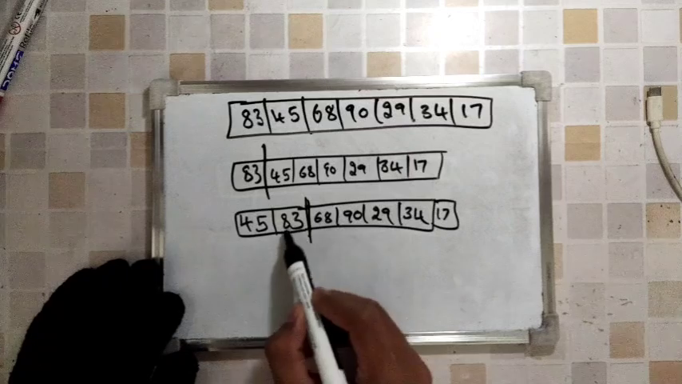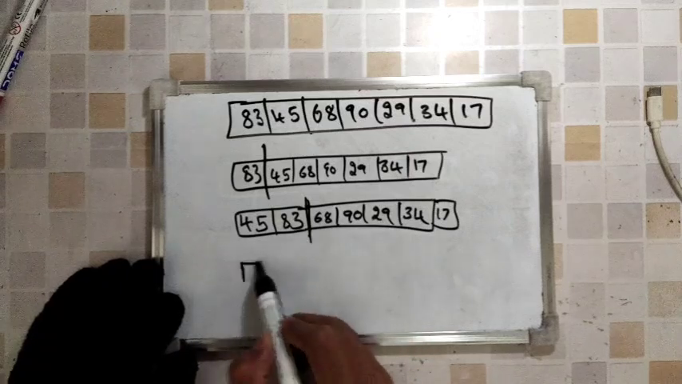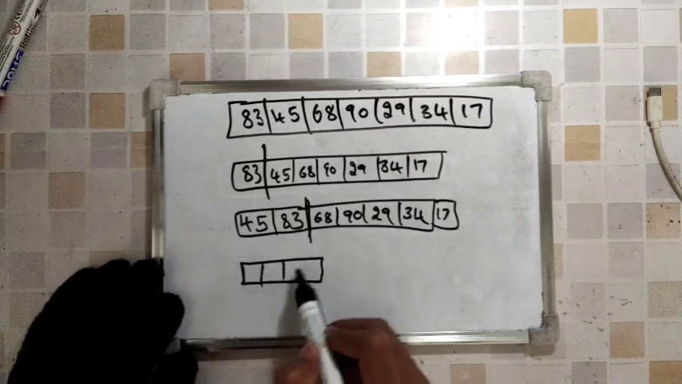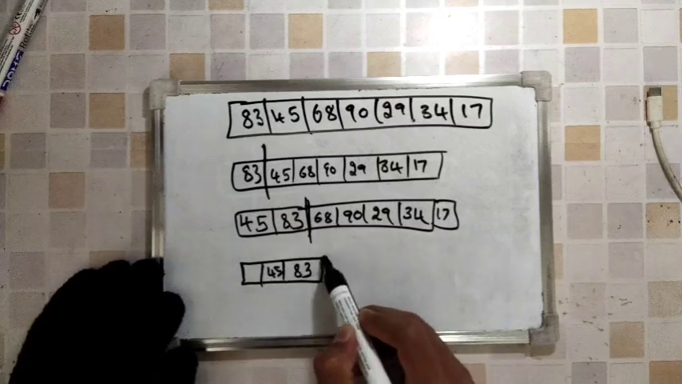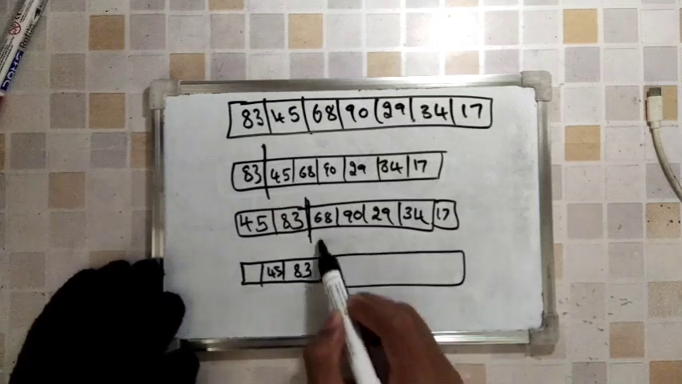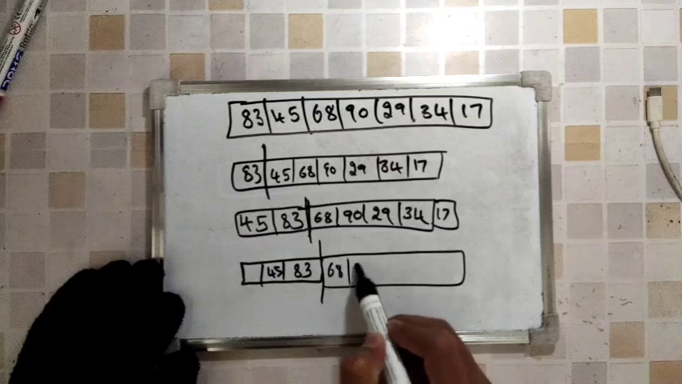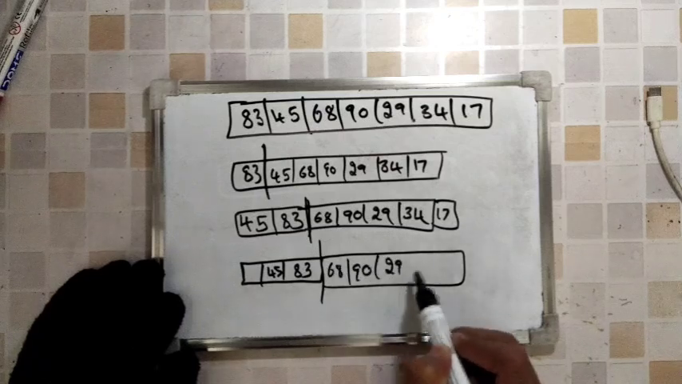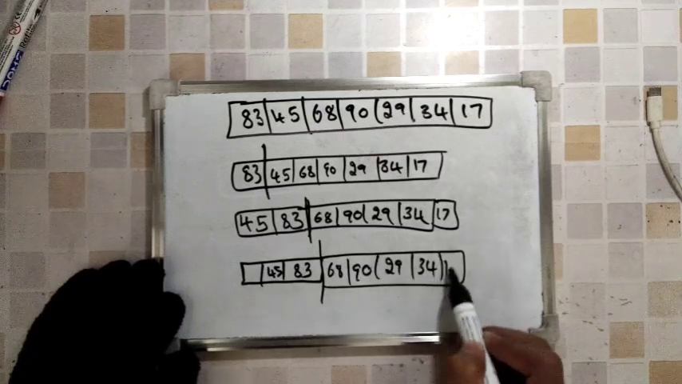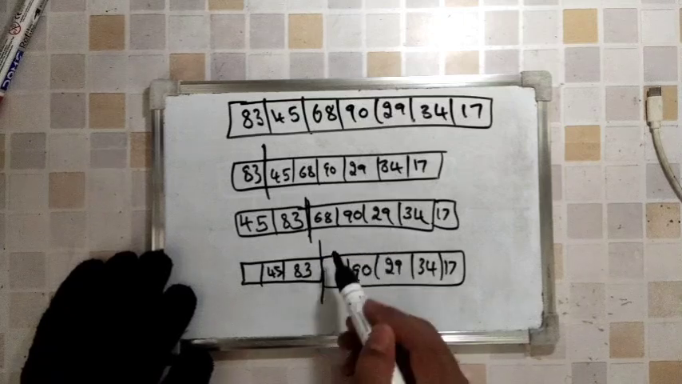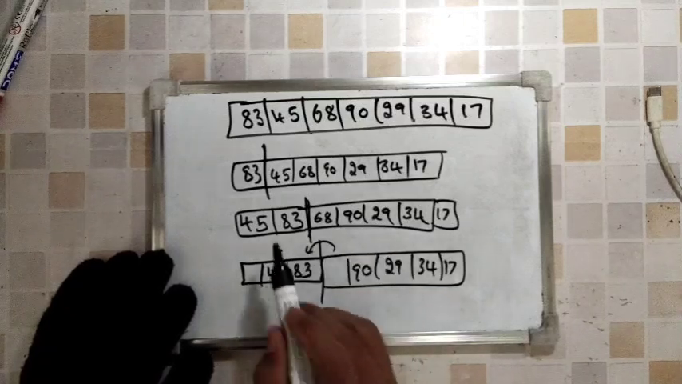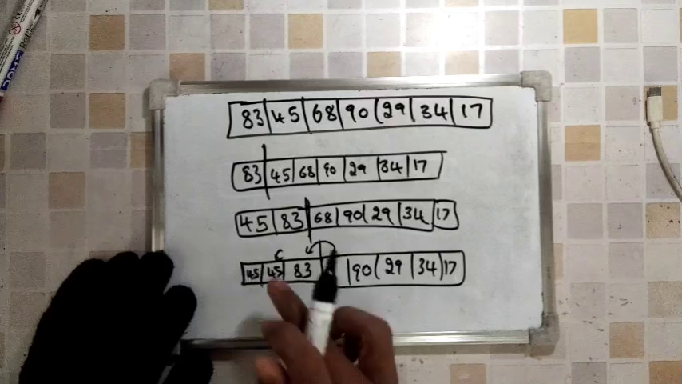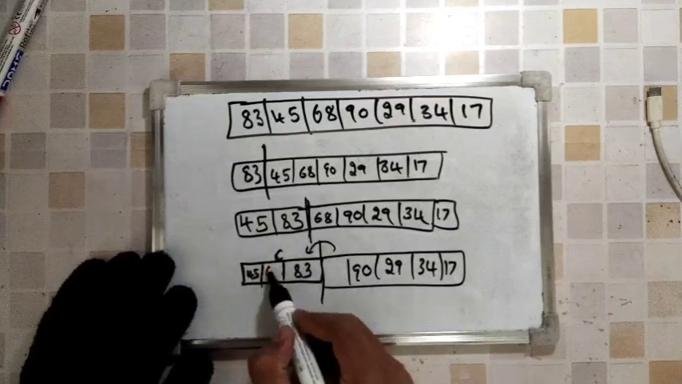Now 68 is compared with 83. I will make 3 boxes. Suppose 83 is here and 45 is here, and 68 is taken from here. Now it will compare here. If it is lesser than this, it will come here. If it is greater, it sends 45 here and then it fits here.